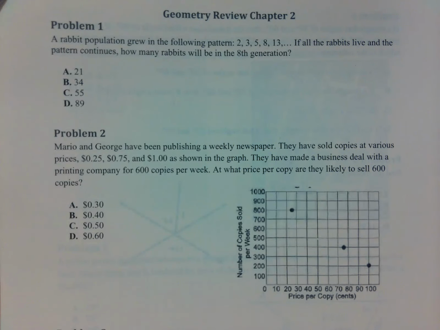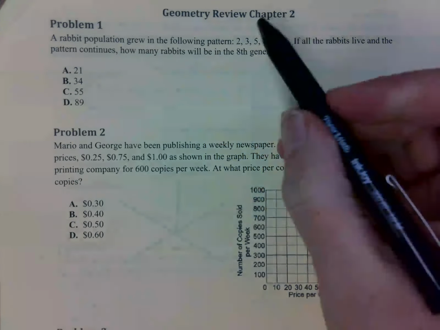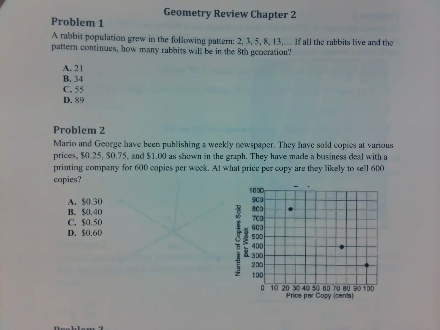Chapter 2 Review. A rabbit population grew in the following pattern. So, if you remember, Chapter 2 is all about inductive reasoning and deductive reasoning and patterns. While the rabbits live and the pattern continues, how many rabbits will be in the 8th generation? So, this is the first generation, that's the second generation, and so on.